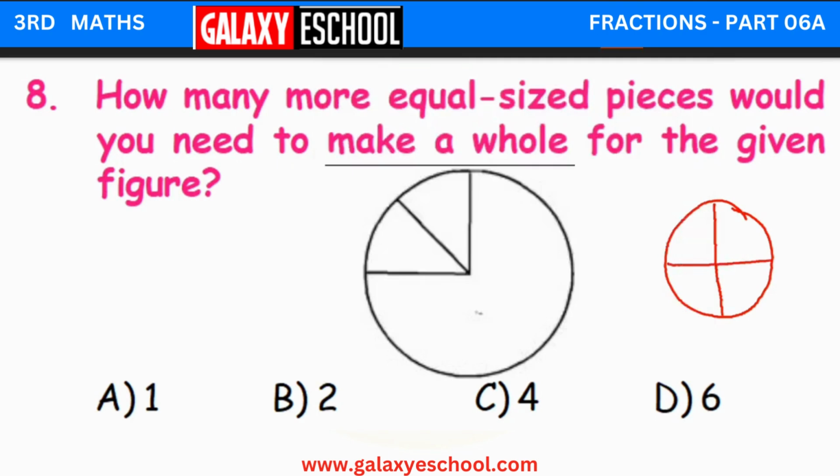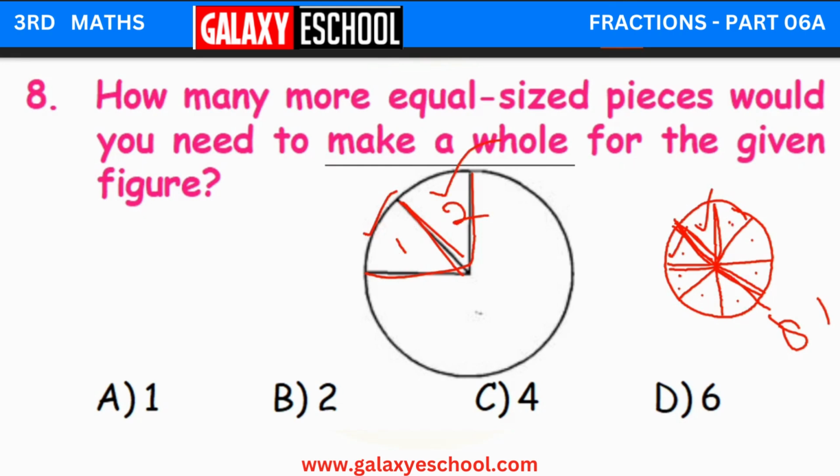Okay. Now normally we divide a circle into 4 equal parts. But here again each such equal part is divided into 2. Yes or no? So we need to divide all these parts into 2. Now if you look at the figure, we need 1, 2, 3, 4, 5, 6, 7, 8 pieces in all. But in the question we are already having 2 pieces. So how many more do we need? 1, 2, 3, 4, 5, 6. We need only 6 more pieces to make it a whole. So option D, 6, becomes our correct answer.